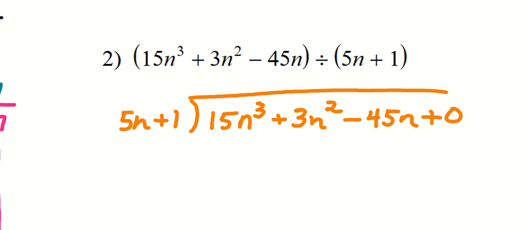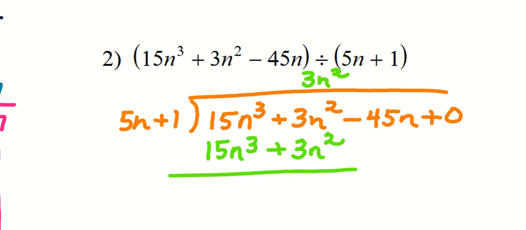We're going to divide. 5 into 15 is 3, and we need to stack it with the n squareds. We're going to multiply that through, giving us 15n to the third plus 3n squared. We are going to subtract, leaving us with nothing, right? 0. If you want to put a 0n squared, you can. Then we're going to bring down the minus 45n.